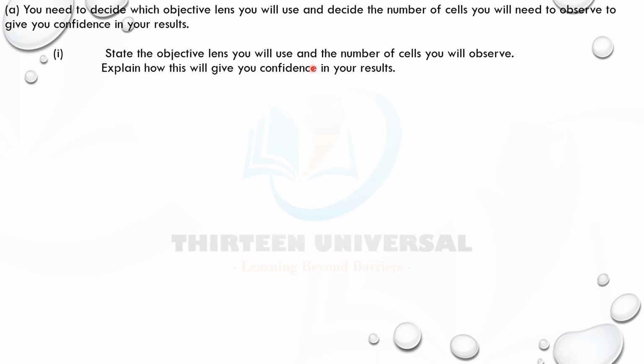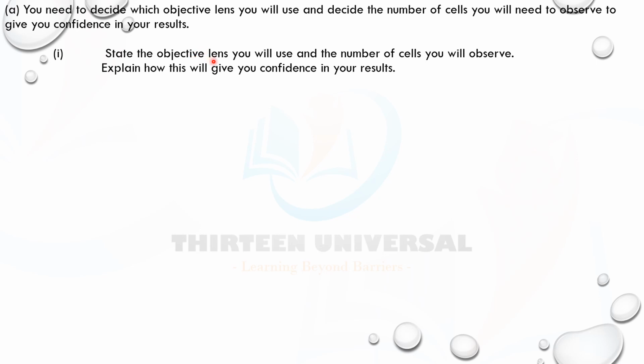You will need to see the cells that are plasmolysed clearly. So use a higher magnification objective lens, use times 40. The reason is so that you can see the plasmolysed cells clearly. You need to see it clearly to be able to make a judgment. Now, if you say use times 10, you may not see it clearly, but it may give you more cells. But times 40 will give you a clear view of plasmolysed cells.